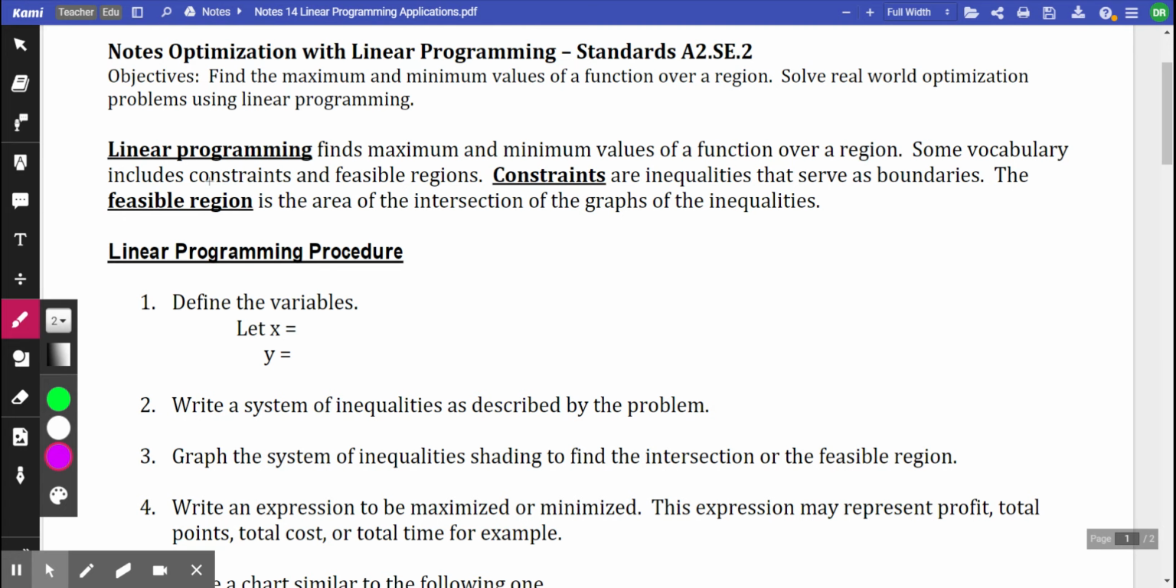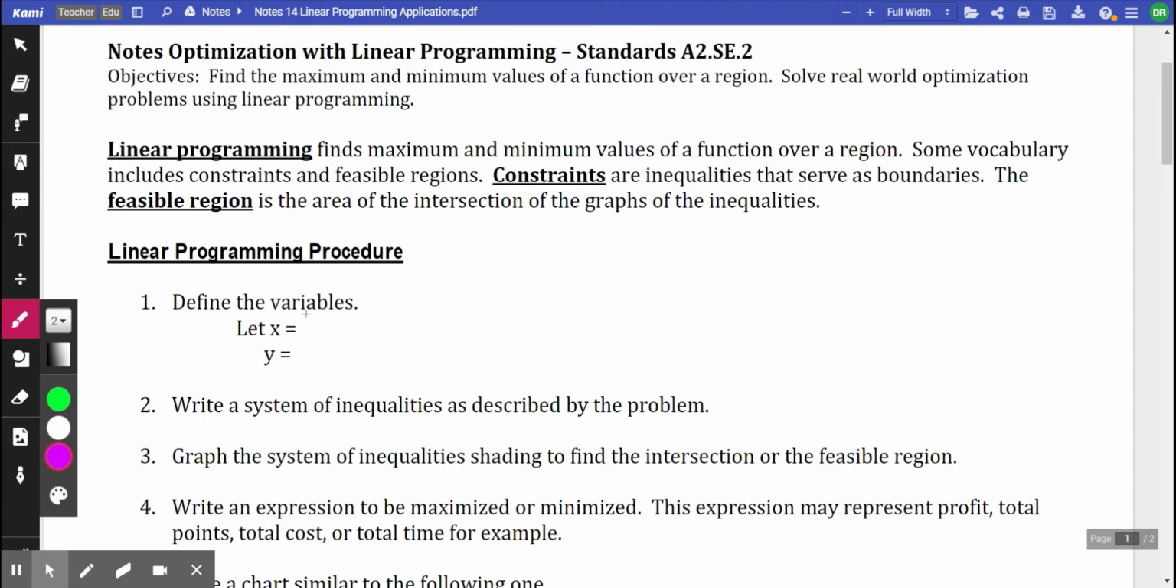And this region is going to represent values that are practical to our scenario. So we're going to take a look real soon at an example of this in terms of making cookies, in a bakery. And so we'll see all the possibilities that this bakery has for their constraints, and we'll talk about what values are feasible to the situation and which ones are not. And it's all going to be based on the inequalities we make.